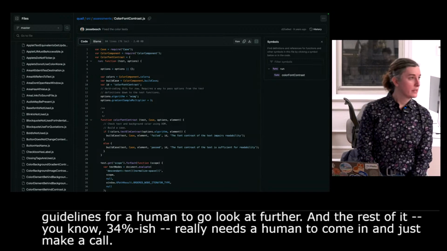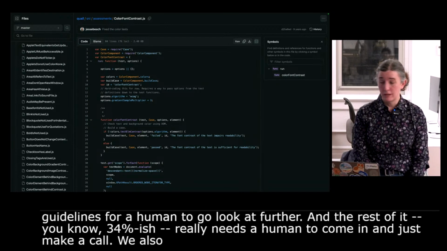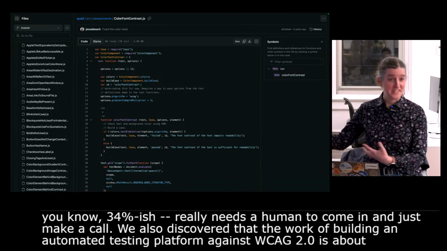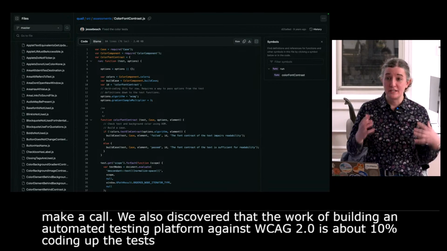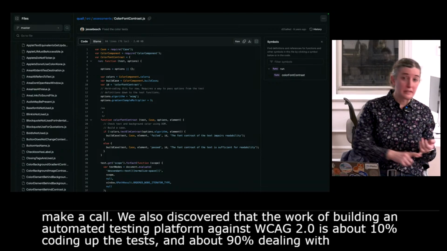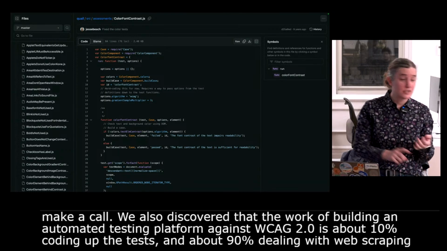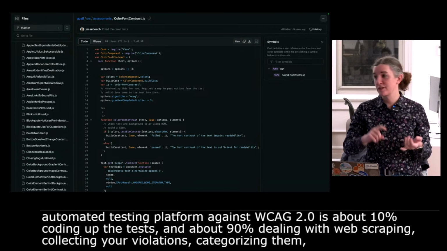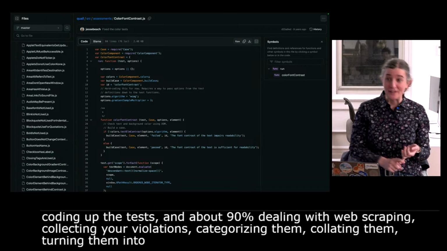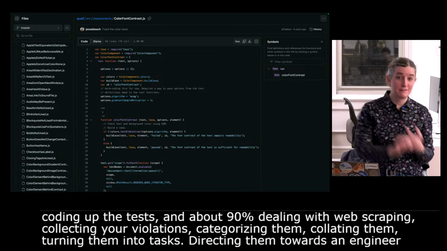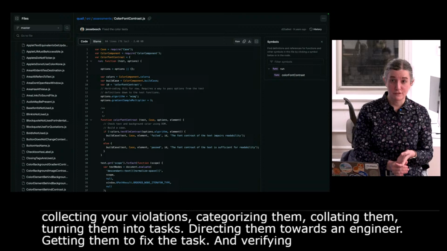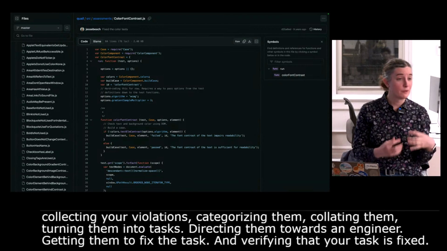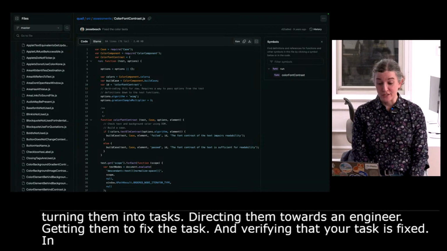We also discovered that the work of building an automated testing platform against WCAG 2.0 is about 10% coding up the tests and about 90% dealing with web scraping, collecting your violations, categorizing them, collating them, turning them into tasks, directing them towards an engineer, getting them to fix the task, and verifying that your task is fixed. In essence, we were trying to build a company inside of an open source project, and it just wasn't working.